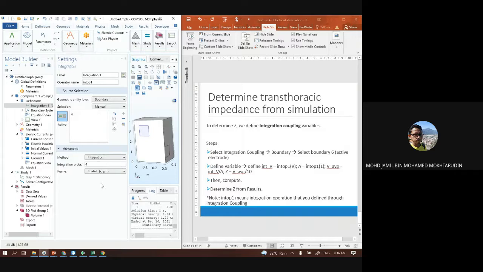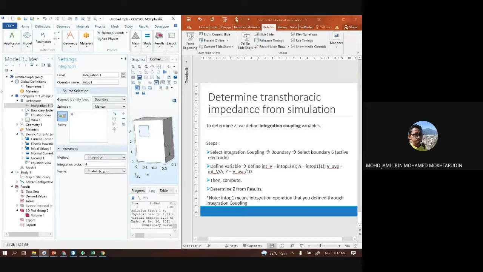There are other settings here. At the moment, no need to change. This is something advanced users will understand. There are so many things. So for now, just integrate over this surface, the top electrode.